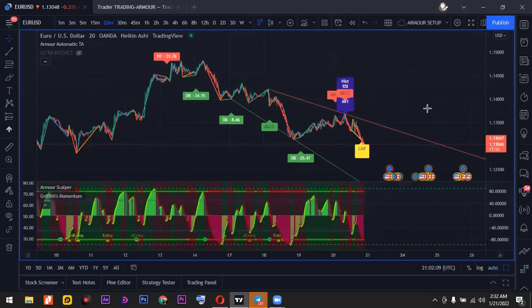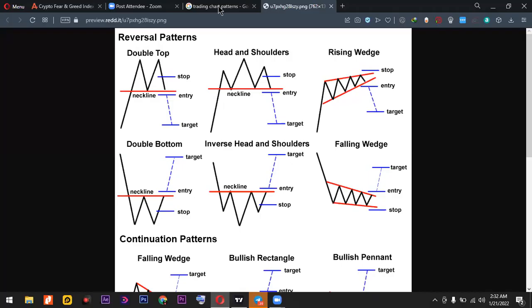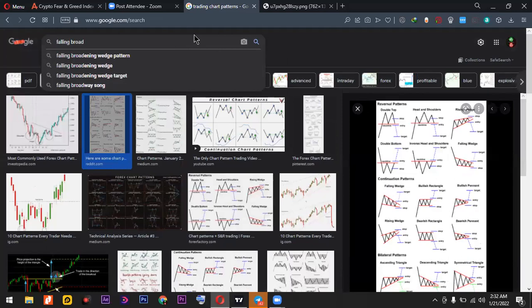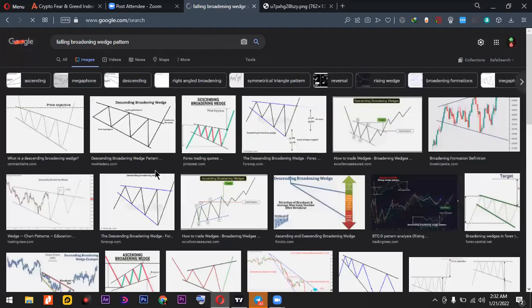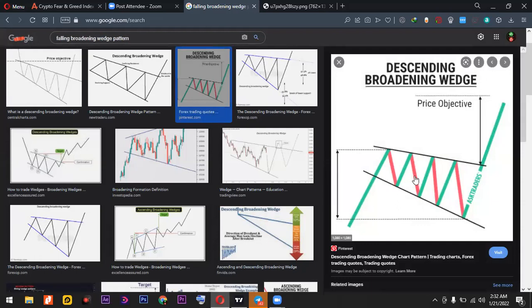Look, what we see right now on 20 minutes is a falling broadening wedge. And look at this on Google. When we type falling broadening wedge pattern, look, whenever it keeps dropping, the movement becomes very volatile. The movement becomes bigger and bigger, and the breakout is massive to the upside, as we can see here.